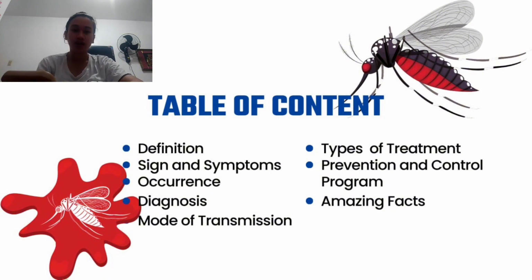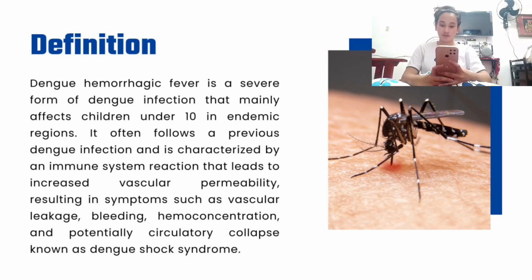And this is our table of contents. The first one is definition. Second is signs and symptoms, occurrence, diagnosis, mode of transmission, types of treatment, prevention and control program, and the amazing fact. What is dengue hemorrhagic fever?